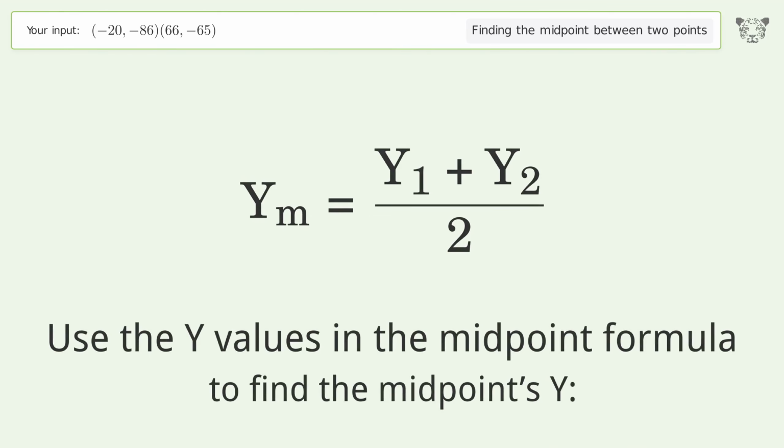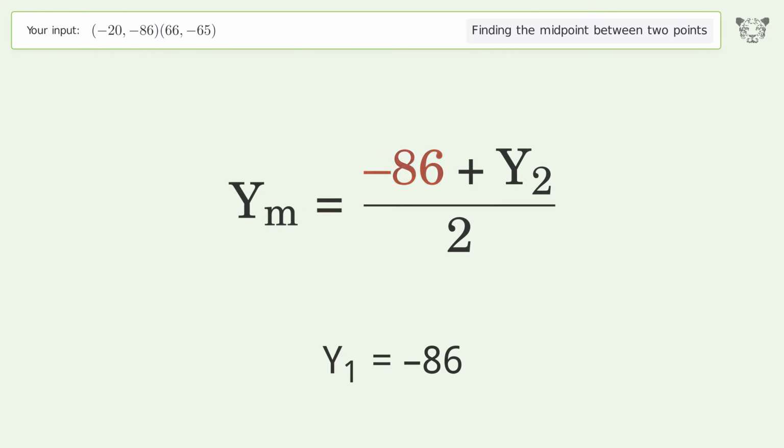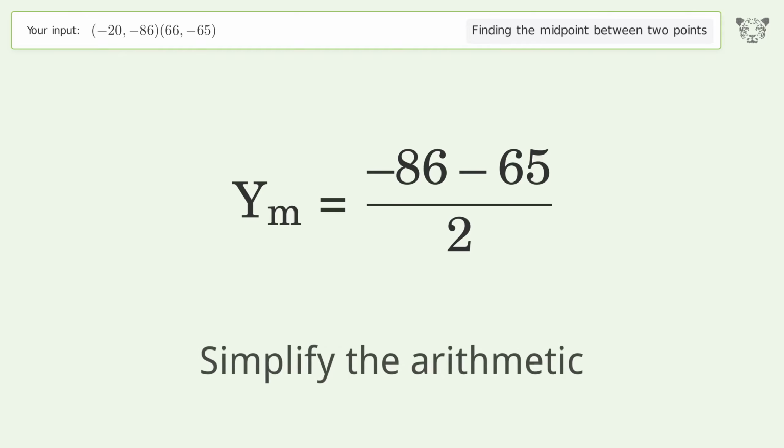Use the y values in the midpoint formula to find the midpoint's y. y1 equals negative 86. y2 equals negative 65. Simplify the arithmetic.